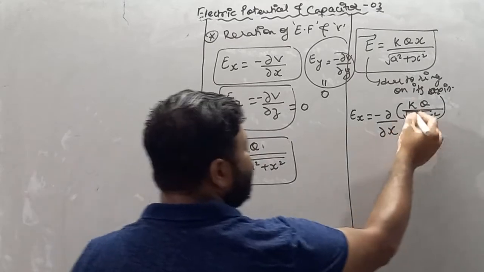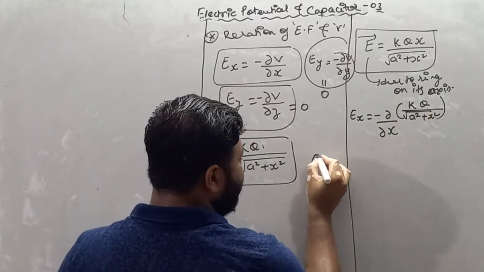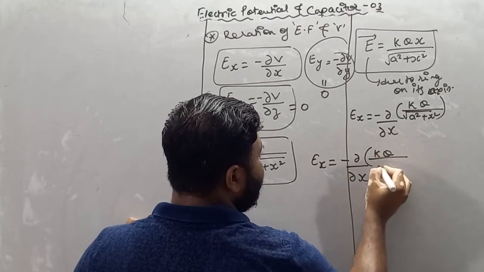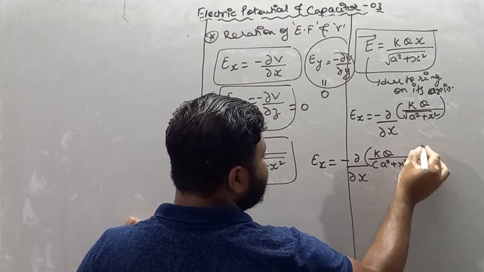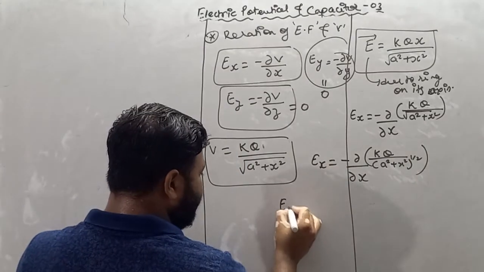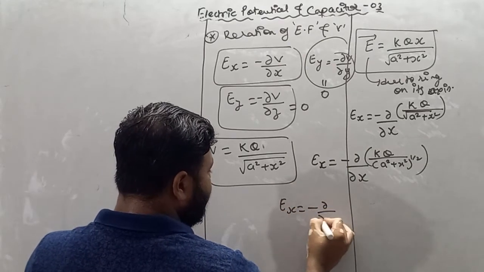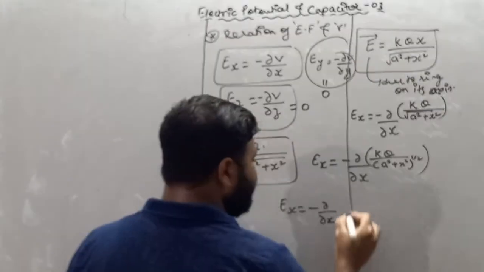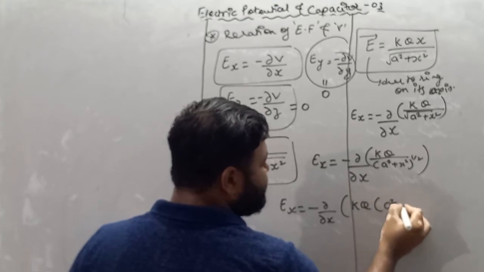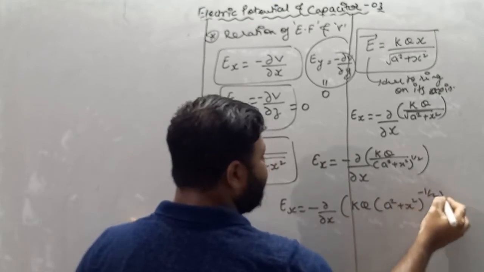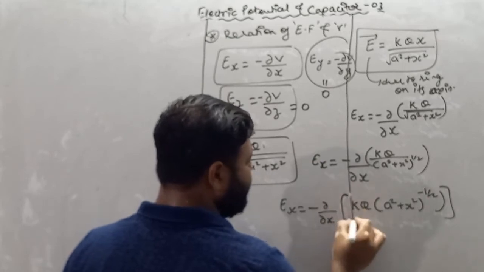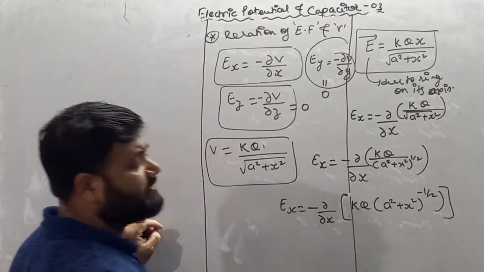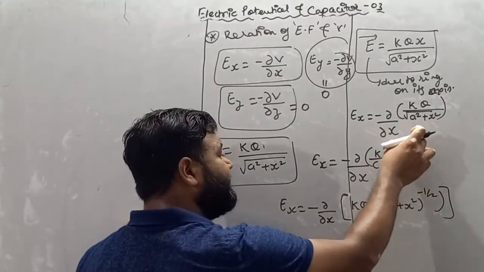Now we know that if there is a root, then we'll get power as half. So Ex is equal to minus del over del x of kq by a square plus x square, and its power becomes half. Let's take a square plus x square raised to the power half in the denominator. So it will be kq times a square plus x square with power becoming minus half. I hope you all are understanding. We'll take this in the numerator, my dear student.